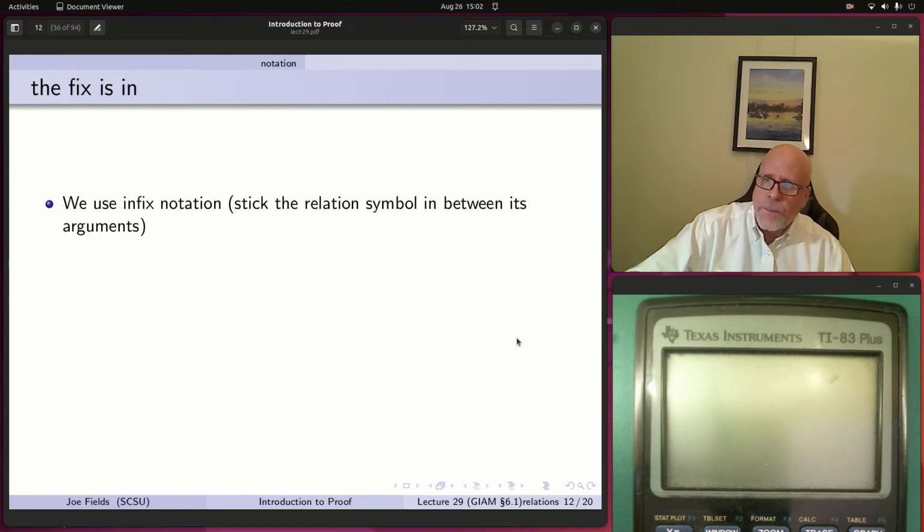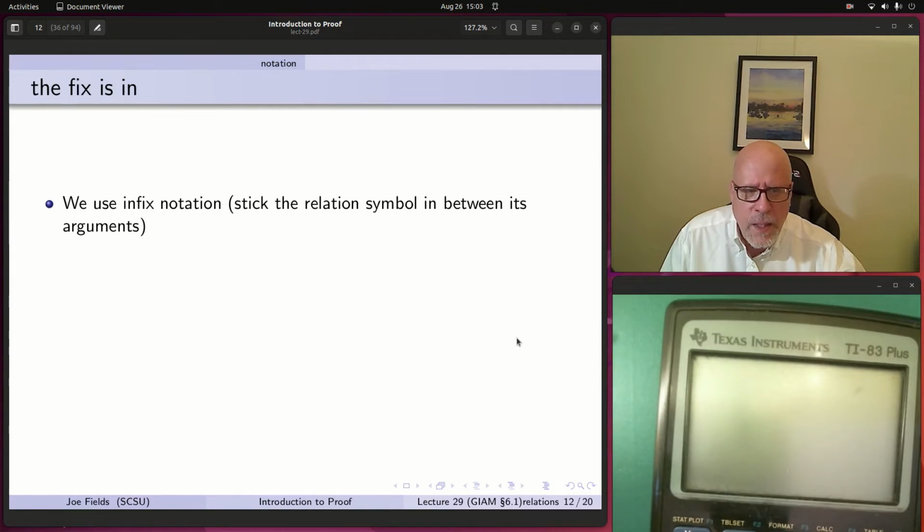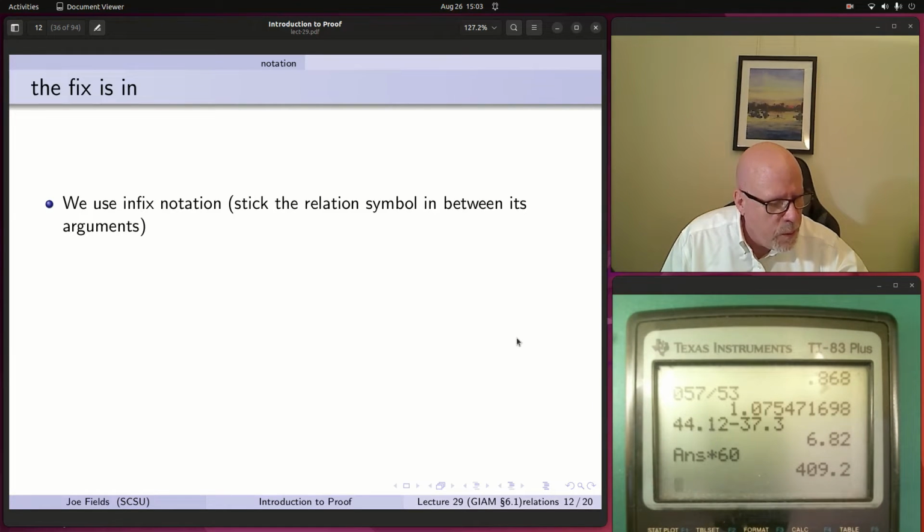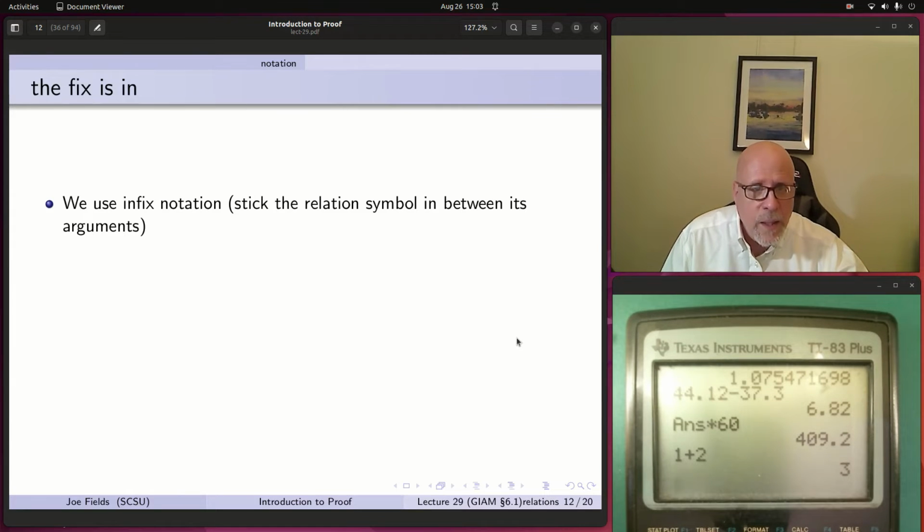Okay, notation. The style of notation we've been talking about, with the plus signs going in between two numbers and the relation symbols going in between two things, is called infix notation. There are other options, maybe not as common. I'm kind of used to these TI calculators that have infix notation in them. If I do 1 plus 2, the answer is going to be 3. I put the plus sign in between them.